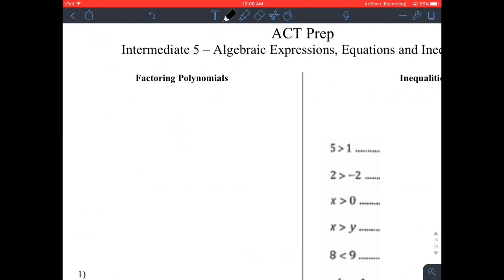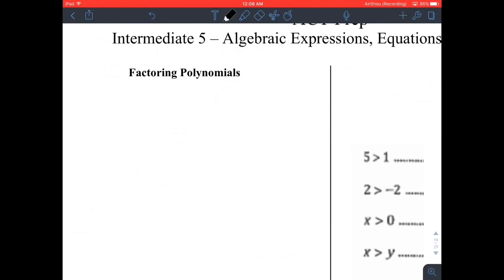Factoring polynomials. Polynomials factoring, kind of a big deal. So let me give you some of the special rules.